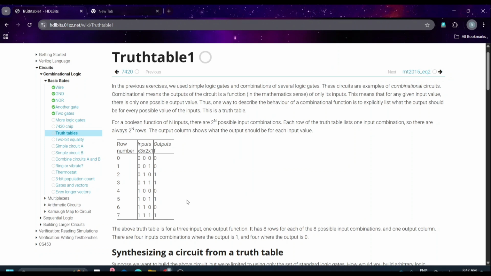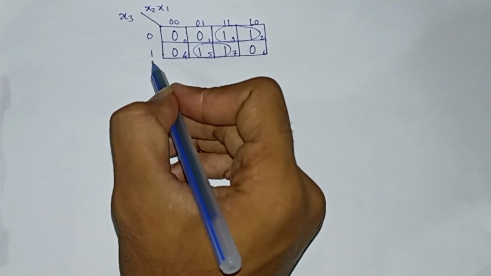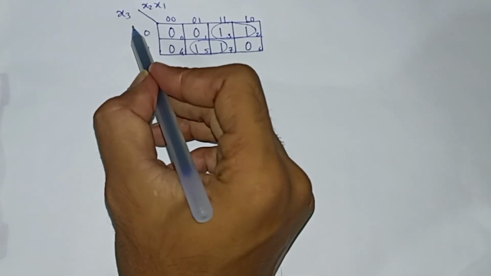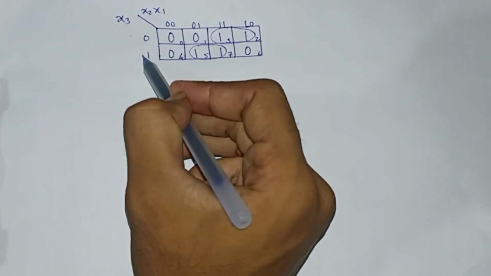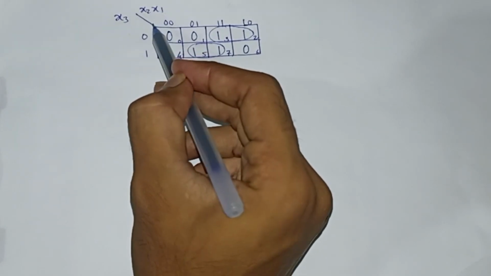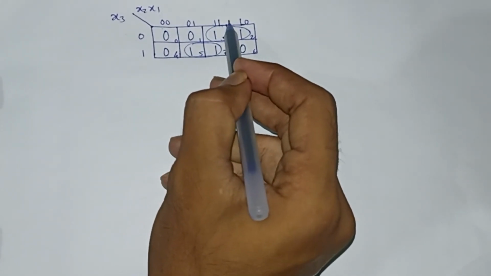So how can we write it? With the help of a K-map. So I will explain that K-map, how we can generate the equation for this truth table. Okay, so let's solve that truth table with the help of a K-map. So here we have three inputs x3, x2 and x1. For x3 we have 0 and 1, and for x2 x1 we can make four combinations: 0 0, 0 1, 1 1 and 1 0.